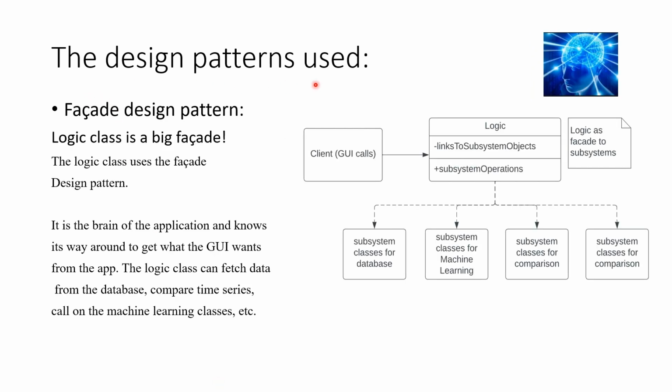The first design pattern used is the facade design pattern, since the whole logic class acts as a big facade. The client calls are made through the GUI, and the logic knows its way around the whole application. It can go to the database, the machine learning module, or the stats comparison, and this acts in accordance with the facade design pattern.